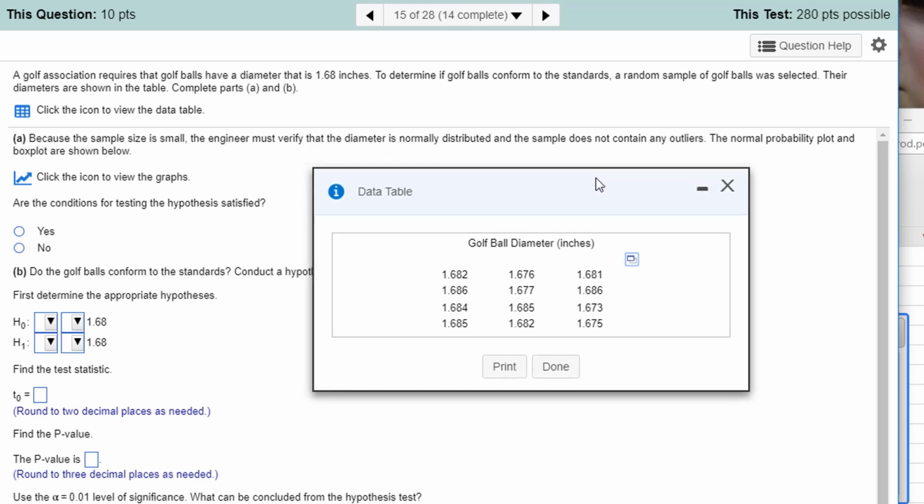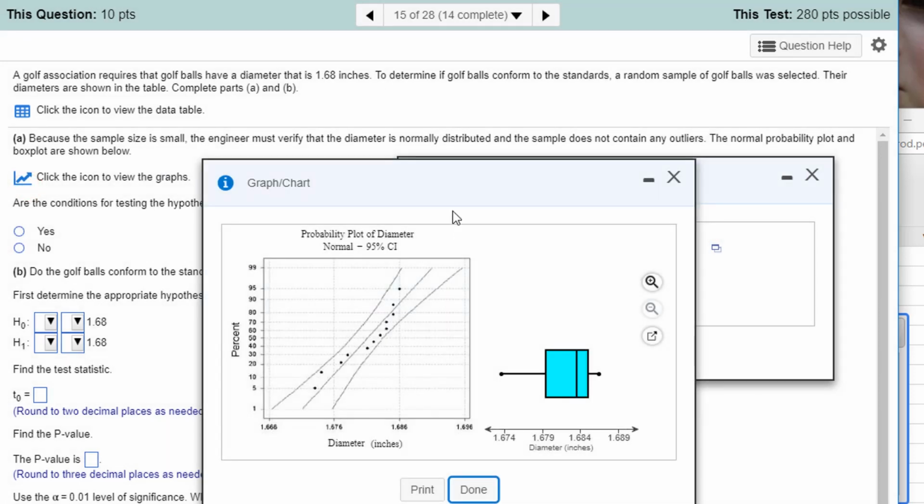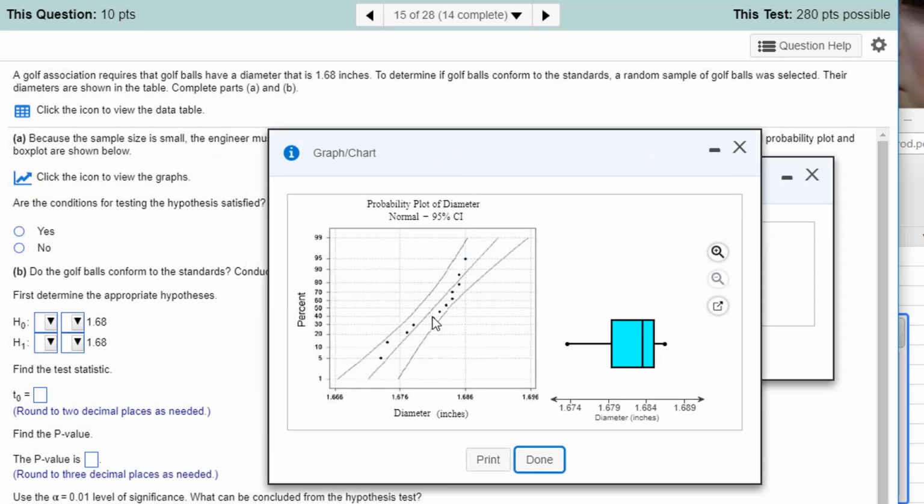Because the sample size is small, the engineer must verify that the diameter is normally distributed and the sample does not contain any outliers. The normal probability plot and box plot are below. Let's just look at those. Okay, here's a normal probability plot. Since all the points are within those curvy bounds, that's fine. There's no evidence to really suggest that the data is not normally distributed.